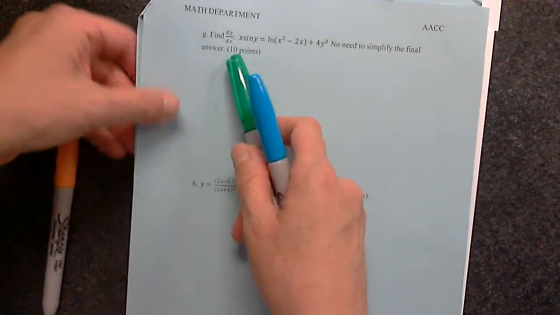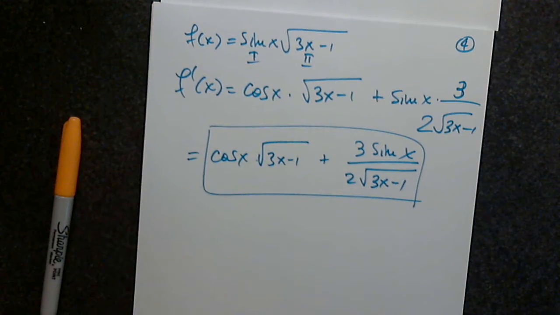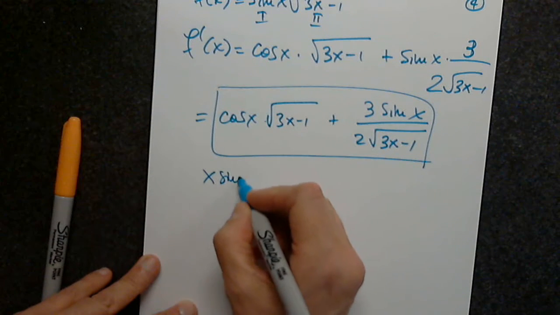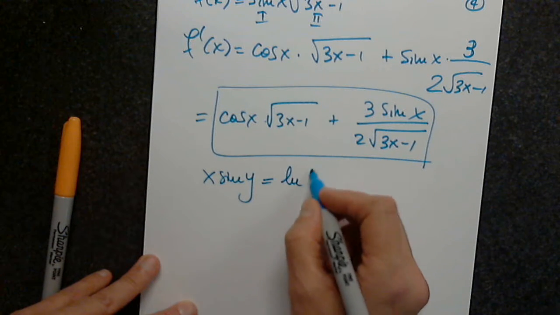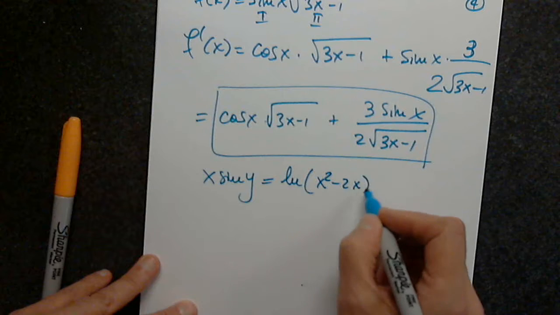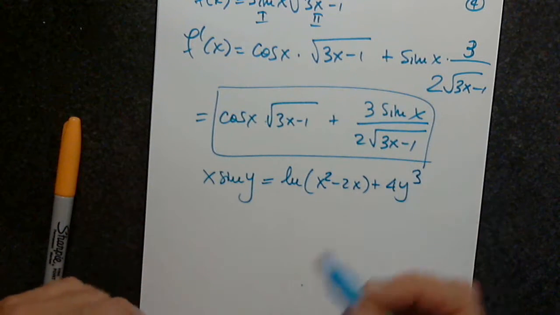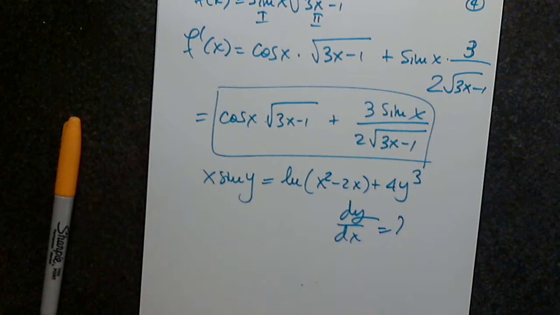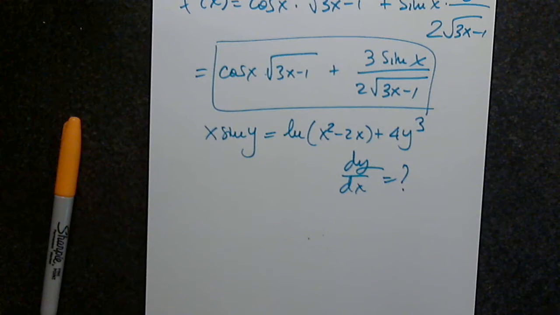So let's look at G. We're given an equation. We're asked to use implicit differentiation of, obviously, x sine y equals natural log of x squared minus 2x and plus 4y cubed. So we're asked to find dy over dx. What does this mean, first of all? Automatically, they are telling us that y is a function of x. Very good.